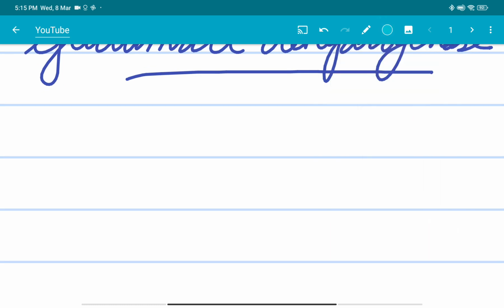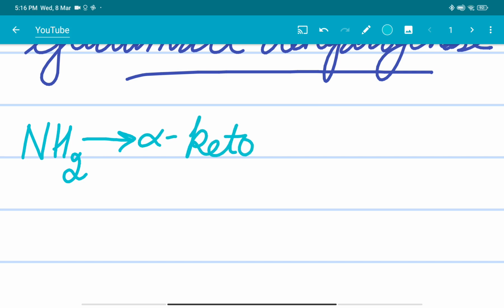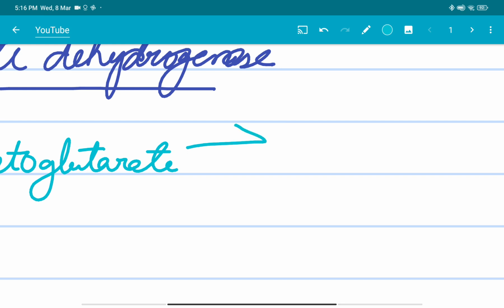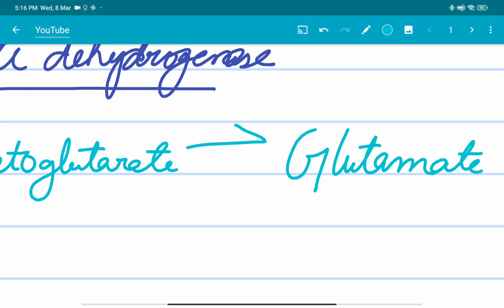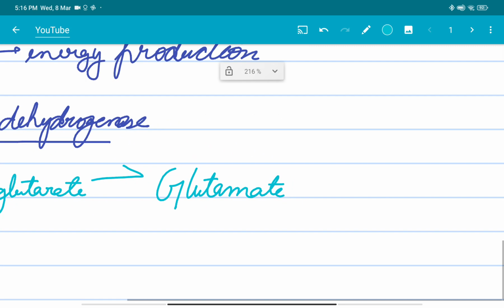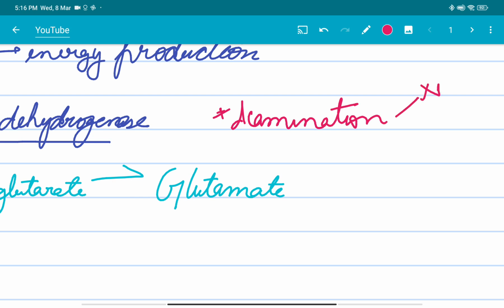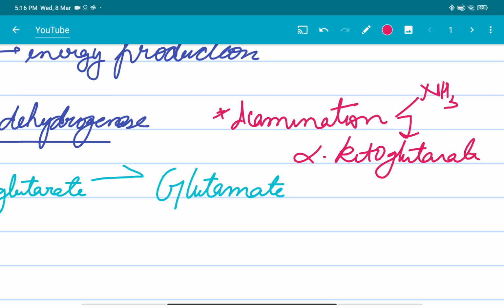In transamination, the amino group from the amino acid will get transferred to alpha ketoglutarate, and this amino group will then get transported to glutamate. Then glutamate will undergo the process of deamination in order to form ammonia for the urea synthesis and alpha ketoglutarate. So this process is reversible.